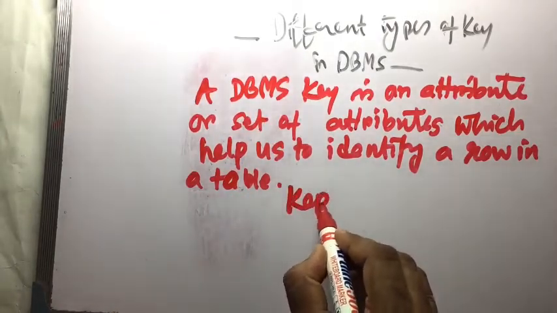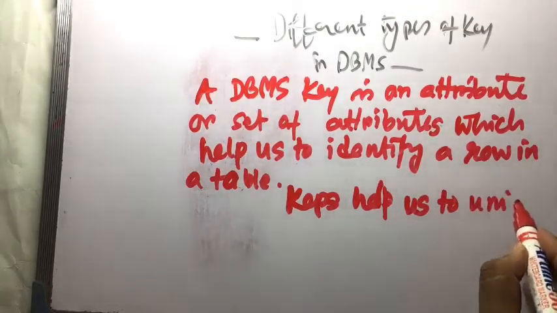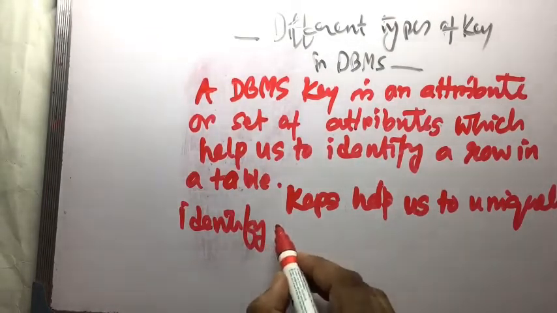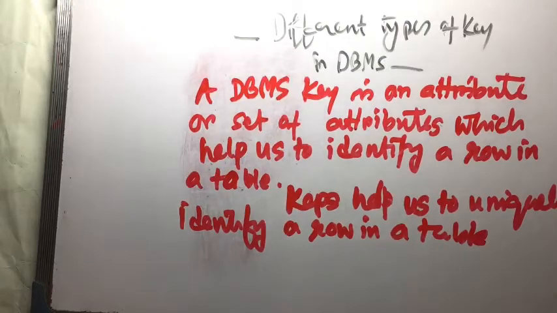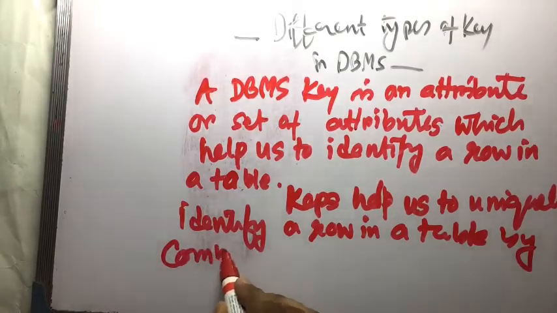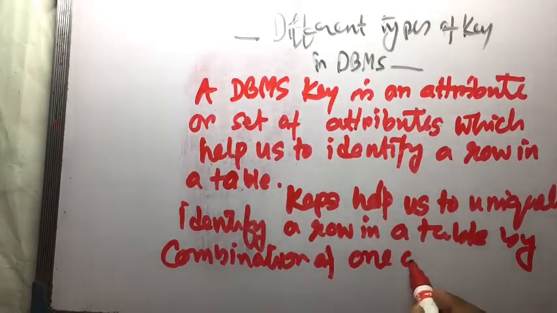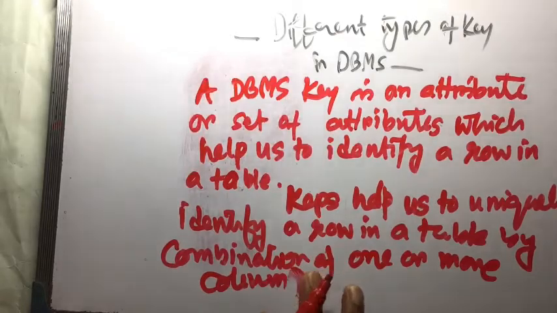Keys help us to uniquely identify a row in a table by a combination of one or more columns in that table.